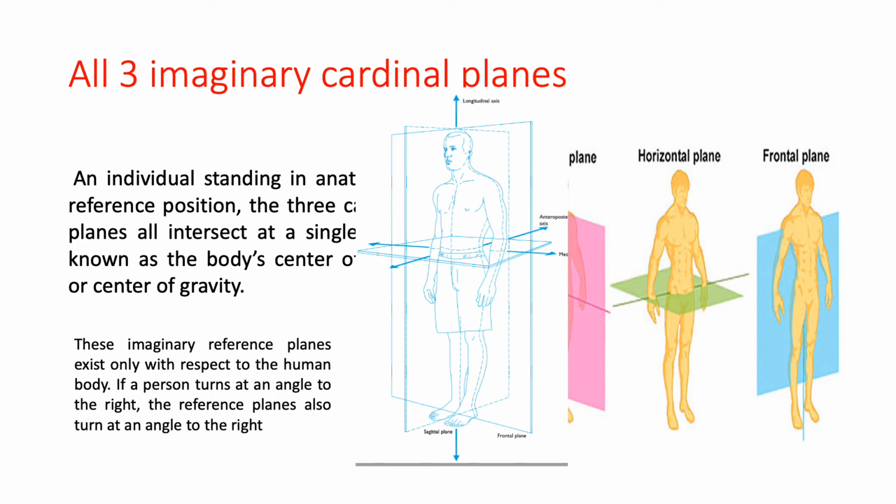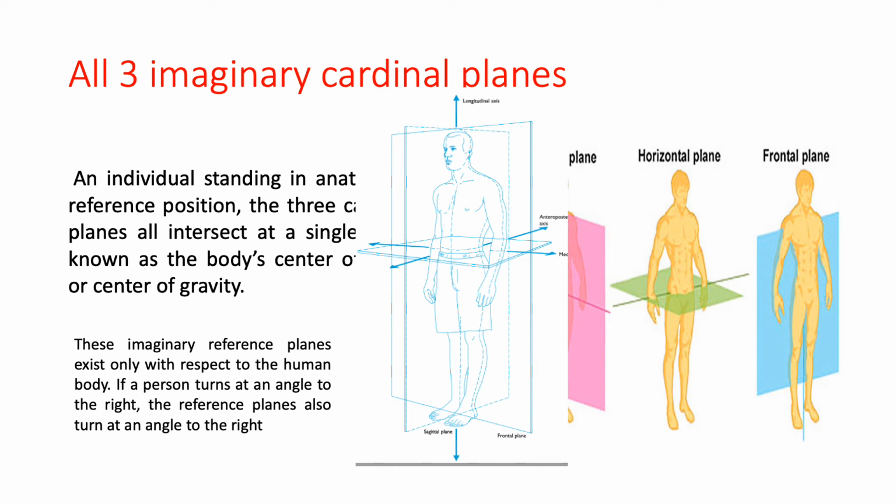These imaginary reference planes exist only with respect to the human body. Always remember this. And if a person turns at an angle, for example to the right or to any angle, if the body turns, these also turn with that body. So what is the message here? These planes are not fixed. They move when the body moves. If the body tilts right, they will also tilt to the right side.